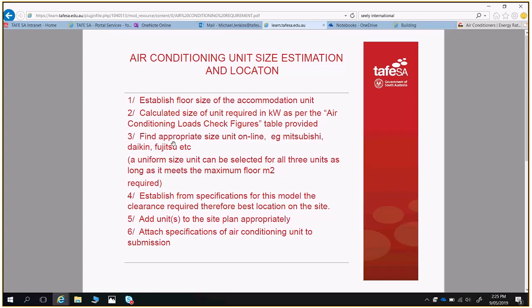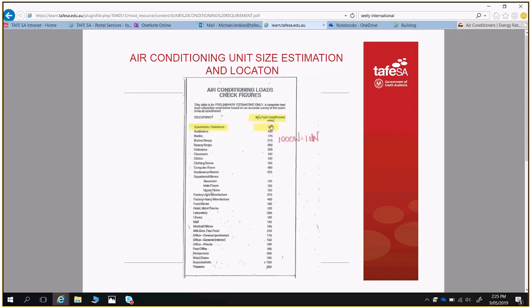So step 1 is establish floor size for the air conditioned space. Then calculate the size of unit required in kilowatts as per the air conditioning loads, check figures on the table provided. That's on the next page, and on this next page we've got various different building uses, and then the kilowatts of cooling capacity that is required for those various different uses.